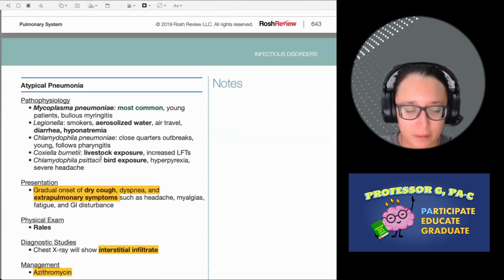So here's the more atypical stuff. Mycoplasma, most common again. Also look for this. Do y'all know what bullous myringitis is?